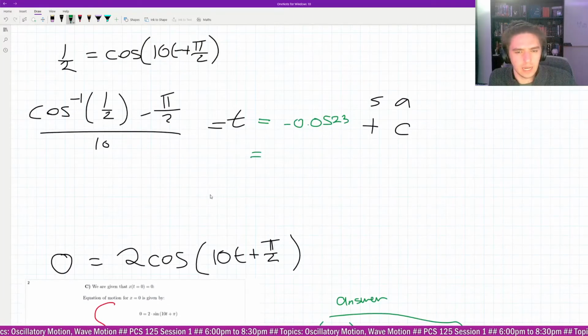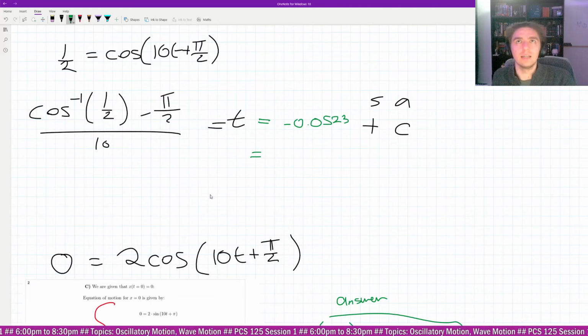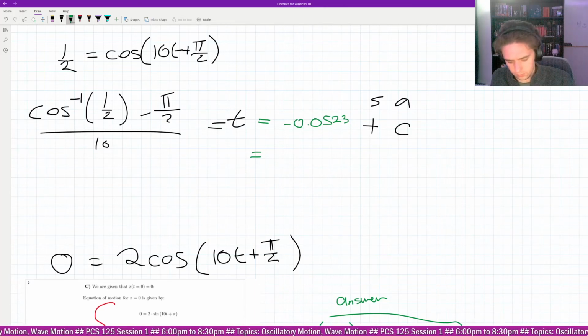What was the other answer we got out of this using find? Oh, I lost it. Cos inverse of a half was what again? Pi over 3. Pi over 3, yeah. Okay, so I got my answer to be 0.0525. That's what I got. So what I did is I just subtracted the time. So you know the time that it takes to get from 1 0 to the next 0, which was 0.314. Then I calculated the amount of time that it took for going from that 0 to 1, and I subtracted that time.